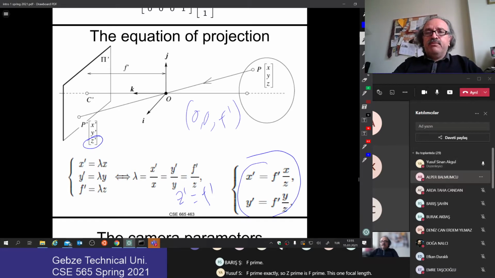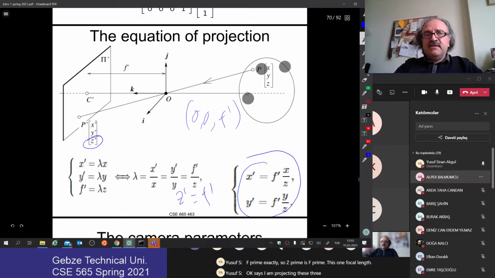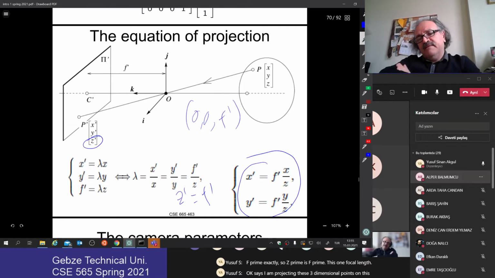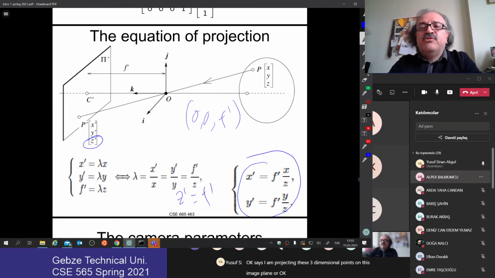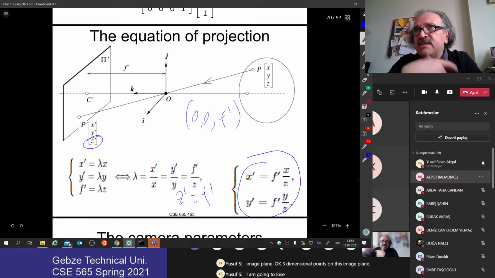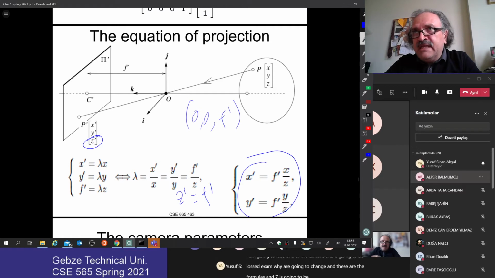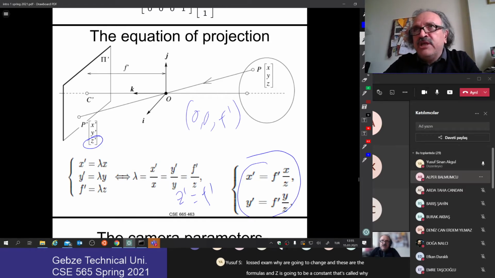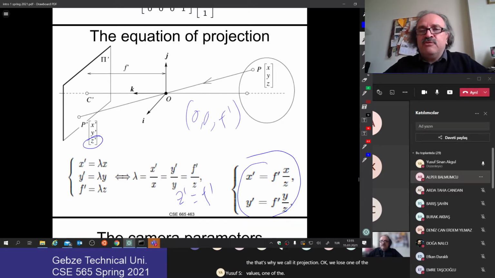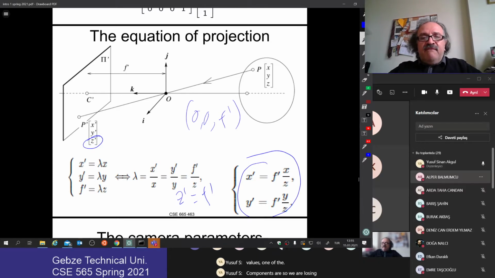Since I am projecting these 3-dimensional points on this image plane, I am going to lose one of the dimensions. Z is going to be lost. X and Y are going to change, and these are the formulas. And Z is going to be a constant. That's why we call it projection. We lose one of the components. So we are losing a lot of data when we take pictures of the real world objects.